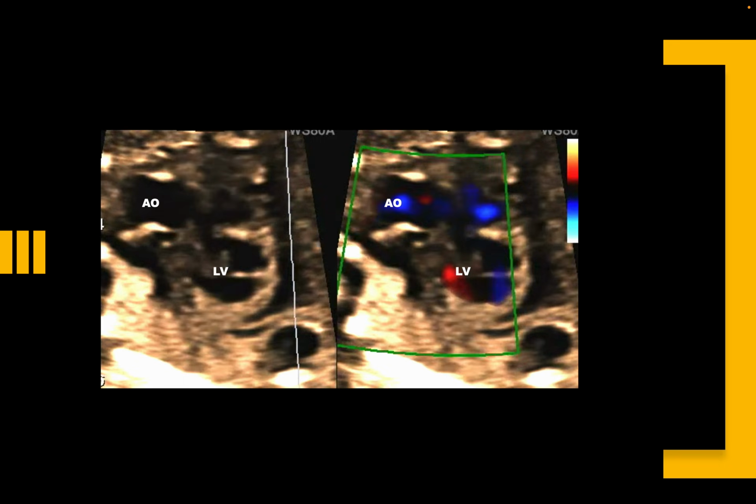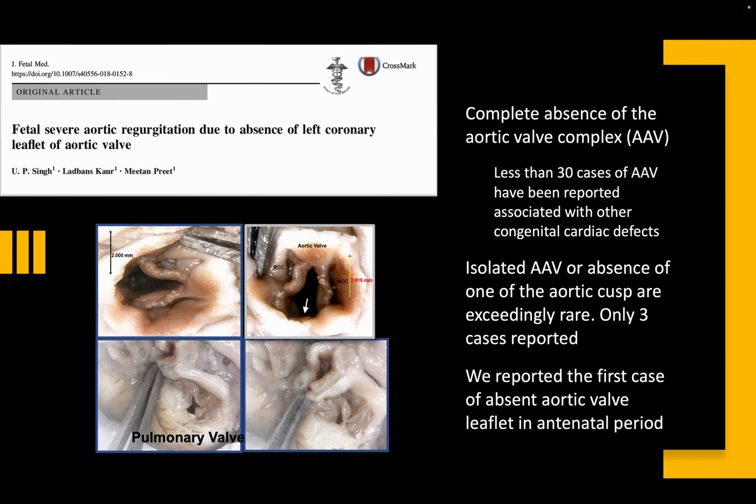You can see it here. And this we described when we did an autopsy: an absent left coronary cusp, the non-coronary cusp in this patient. For comparison, you can have a look at a good looking tricuspid pulmonary valve. This was a thickened valve and the absent valve leaflet.